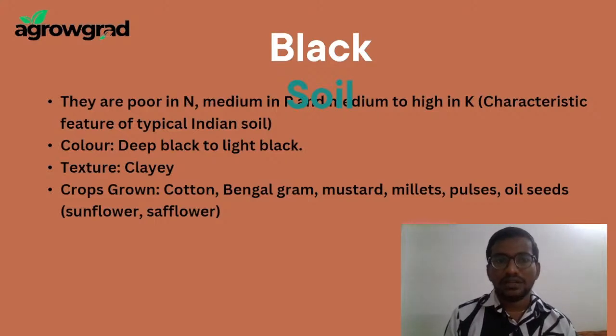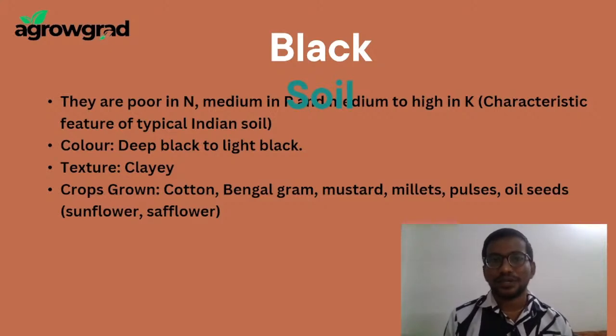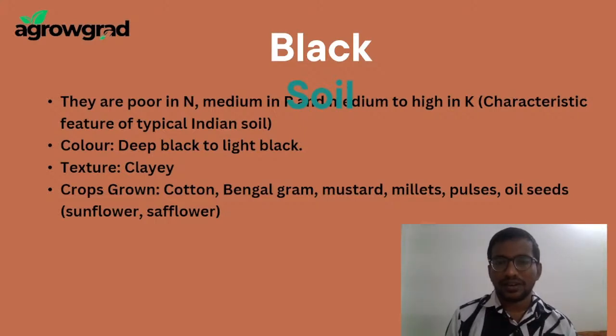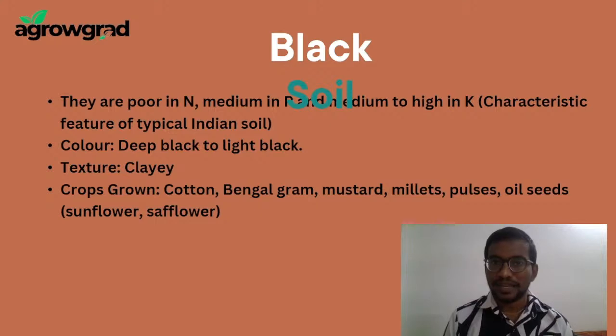And the black soil is poor in nitrogen, medium in phosphorus, and medium to high in potassium. This is the character of the typical Indian soil, because we have poor nitrogen, so farmers apply most of the urea to our soil. The color is light blue, the texture is thin. The maximum grown crops are cotton, Bengal gram, mustard, millet, pulses, and oilseeds in black soil.